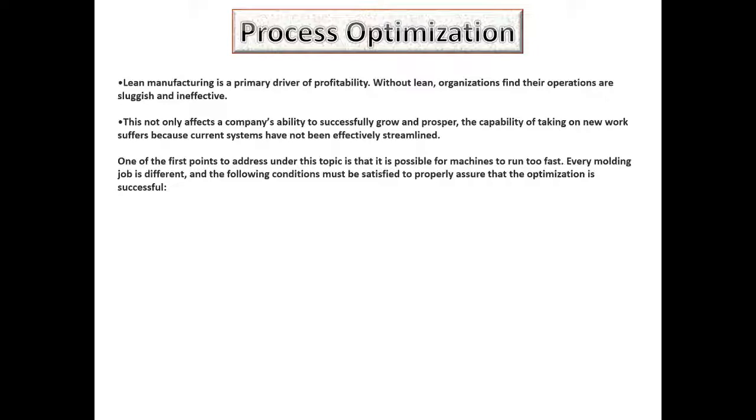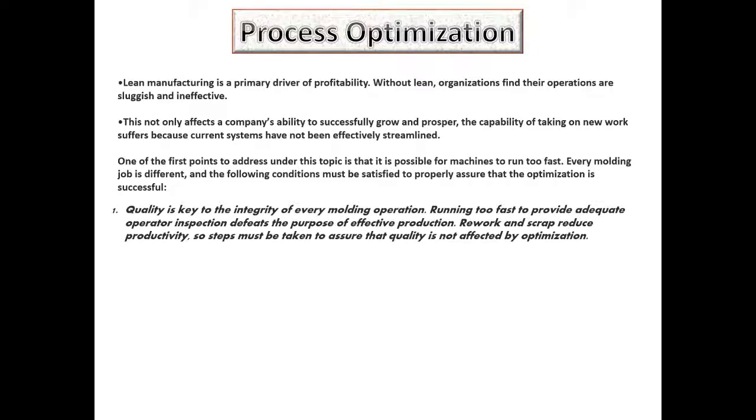So one of the first points to address under this topic is that it is possible for machines to run too fast. Every molding job is different, and basically the following conditions must be satisfied to be sure that the optimization is successful. So first and foremost, quality is the key to the integrity of every molding operation. So running too fast to provide adequate operator inspection defeats the purpose of effective production. Rework and scrap reduce productivity, so we need to take steps to assure that quality is not affected by optimization.